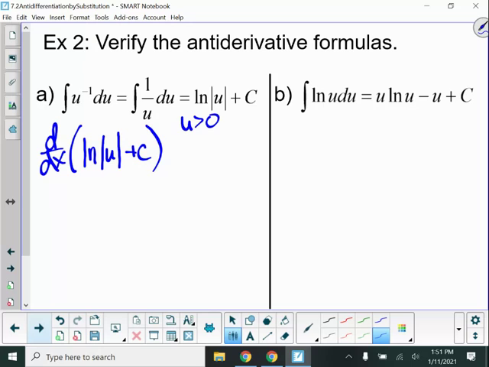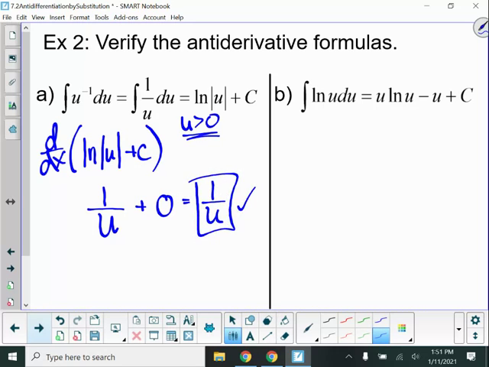I know the natural log of u does have the absolute value around it, but because the derivative here is 1 over u, and because we have u greater than or equal to 0, I don't need to put absolute values around that. So that's just equal to 1 over u, so that one checks out.